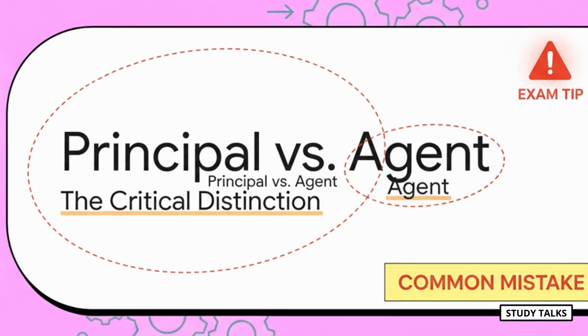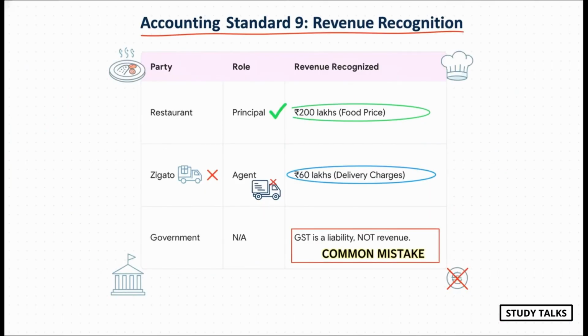Are you the one actually providing the goods or services, or are you just arranging the sale for someone else? The answer dramatically changes how much revenue you book. Let's use a food delivery app like Zomato to really nail this down. Think about it. Who's responsible for the food? The restaurant, right? They bear the risks of the food quality. So the restaurant is the principal for the food, and they book the full 200 lakhs. What about Zomato? They're just the agent for the food, but they are the principal for the delivery. So they only recognize the 60 lakh delivery fee as their revenue.